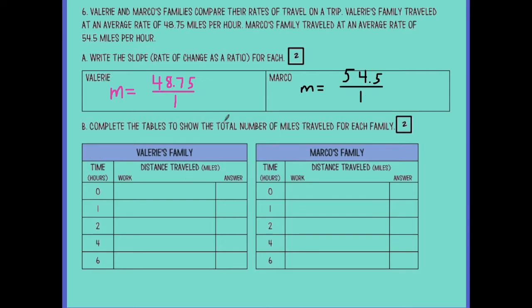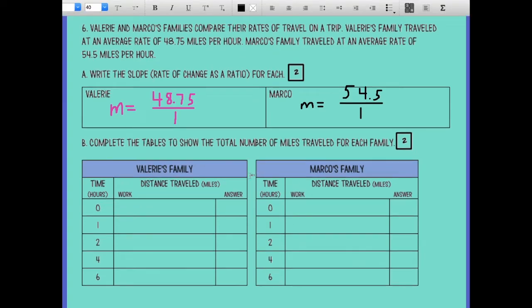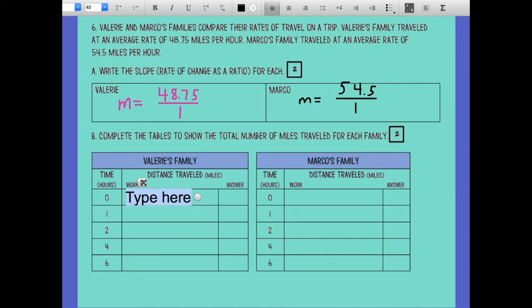All right, so then I need to find out how many miles they travel for each hour. Now we're going to show work here. So in the middle here, and I'm going to go ahead and type this in, this is going to be 48.75 times the time 0. So 0. Next one, we're going to show our work, 48.75 times 1, because we have 1 there for time. So it's going to be 48.75 miles.